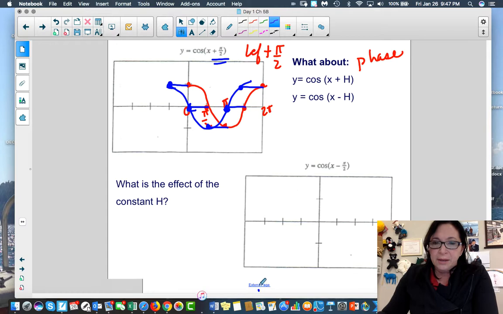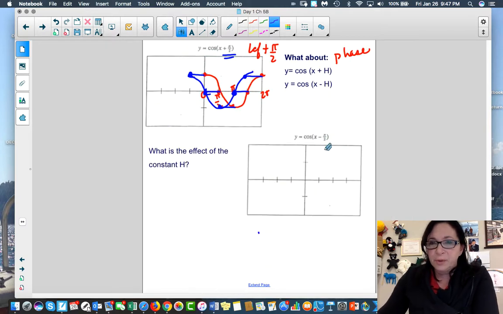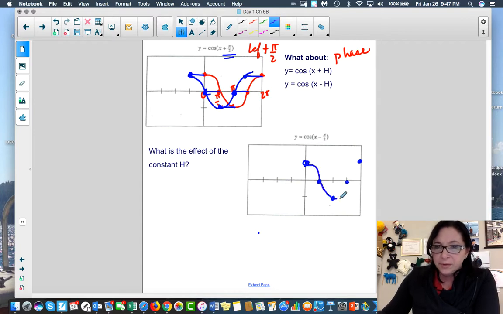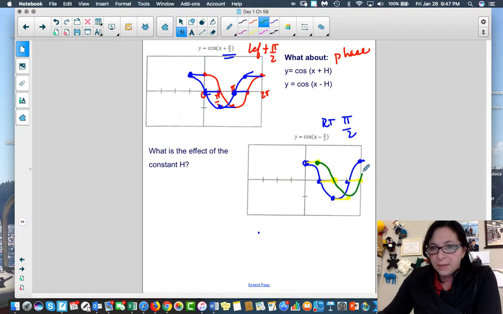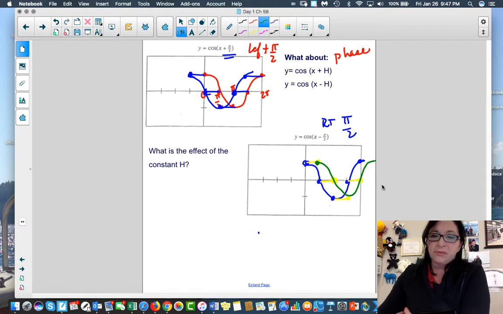This one on the right says cosine of the quantity x minus pi over 2. So again, start high, end high. Halfway in between, we have a low point. Halfway in between those, we cross 0. Goes like this. And because it's a minus, that means we're going to move to the right, pi over 2. So for this problem, everything is going to move to the right, pi over 2. So everything moves over, and my new graph is going to start here at pi over 2, come down, and then you can't see the rest of that because that's off page.